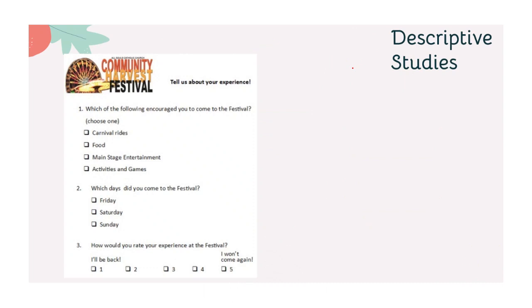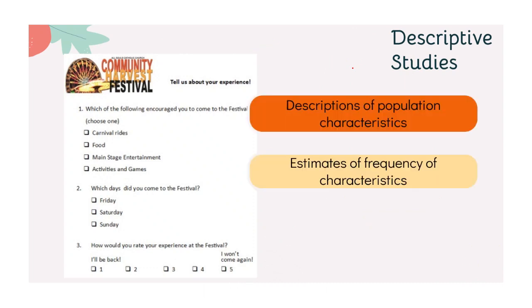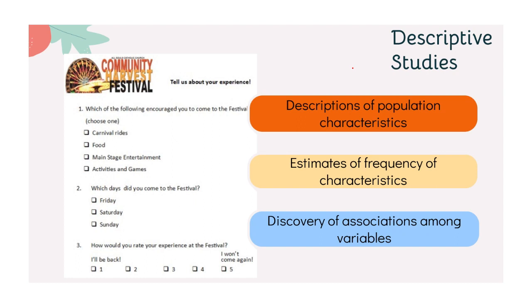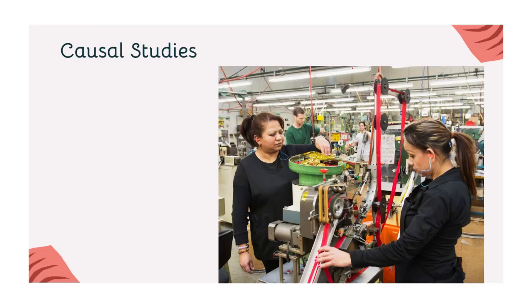As we move on, this is an example of descriptive research. You're going to be looking at the population characteristic, the frequency of the characteristic, and you're going to discover how the association between these variables is found. A good example is a survey or even interviews, by asking the right questions.